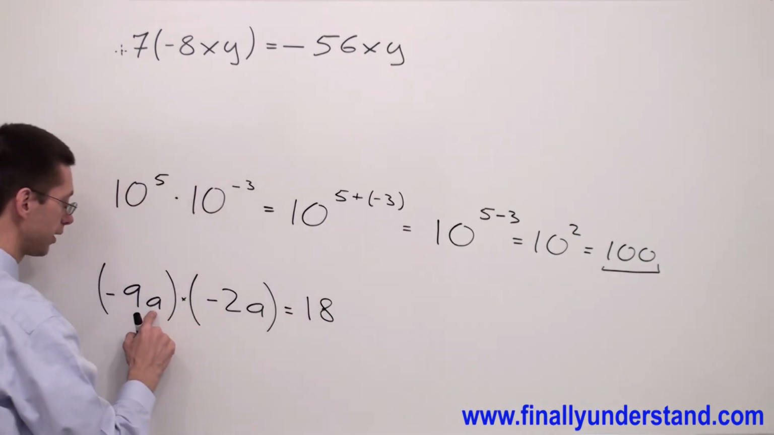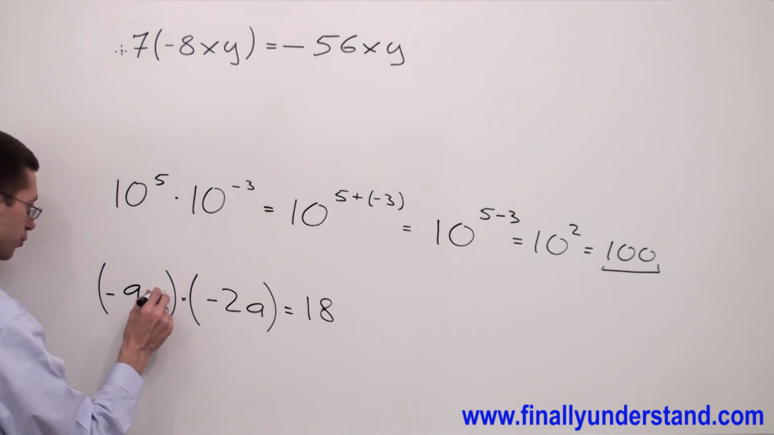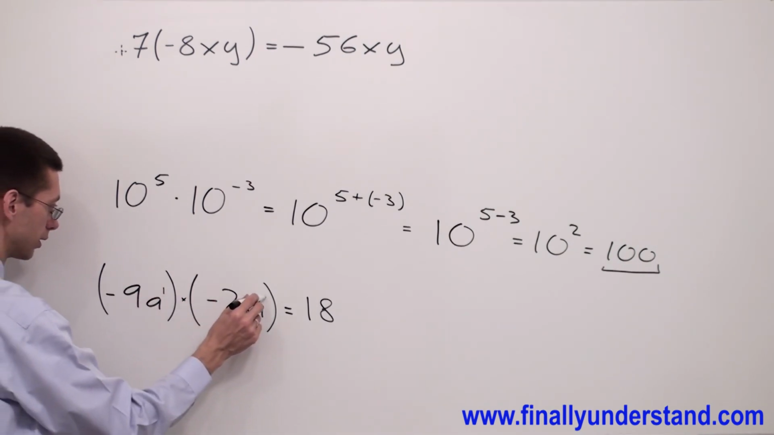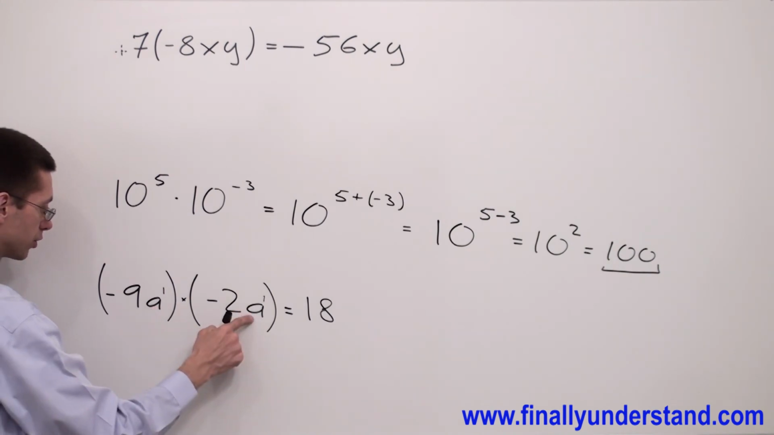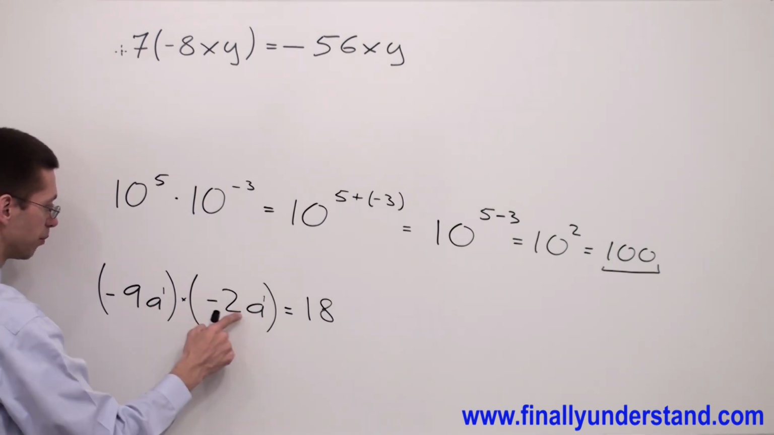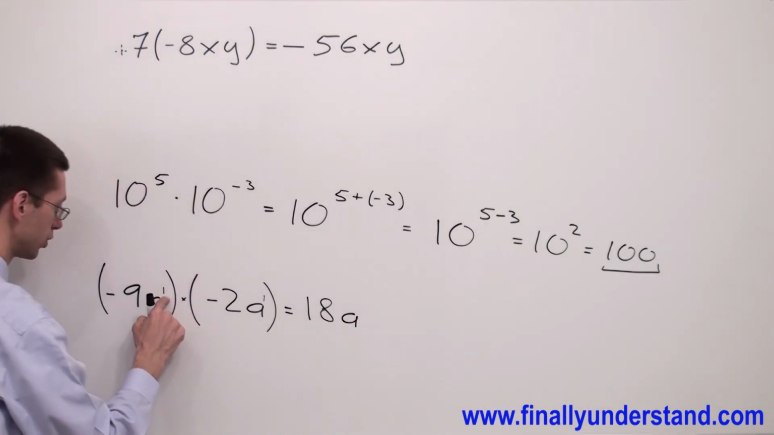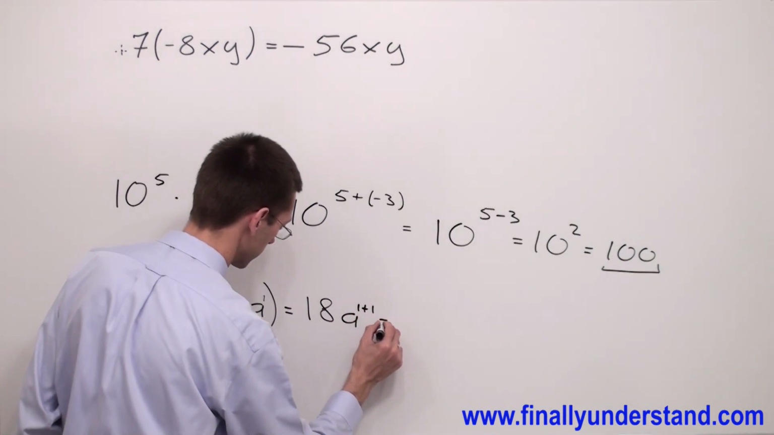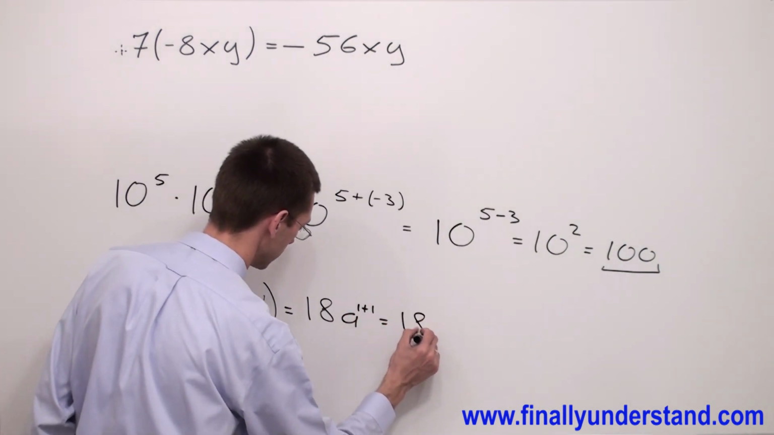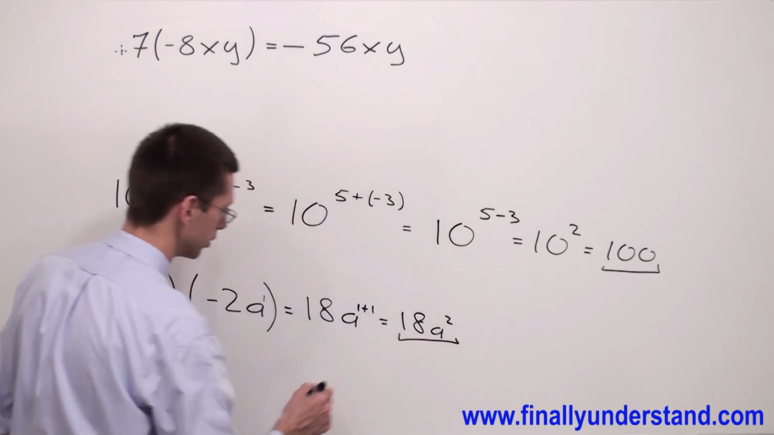And I have a times a. Remember, anytime there is no exponent, there is always an invisible one. Anytime we multiply the variables with the same base, we're supposed to keep the base and add exponents. I have 1 plus 1. That's why I'm going to have 18 a to the second power. This is the solution to my problem.